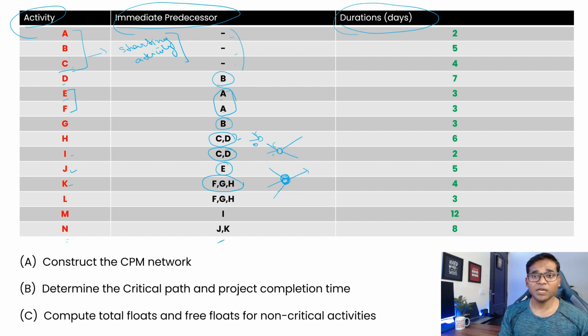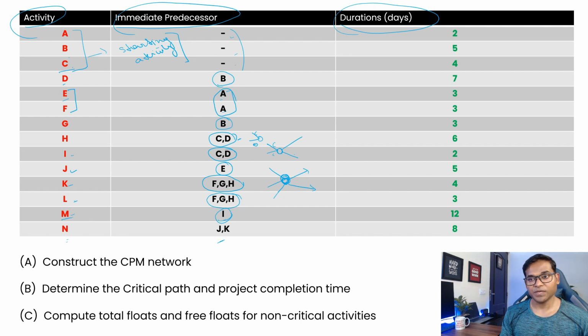Okay, similarly your L is going to start from the FGH network. It means that if this was an FGH node where they're converging, then your L is going to start from the same node, right? And then your M is again going to start with I, right? So you need to start where the I is finishing. From there you will start your activity M, and then you have the activity N, right?